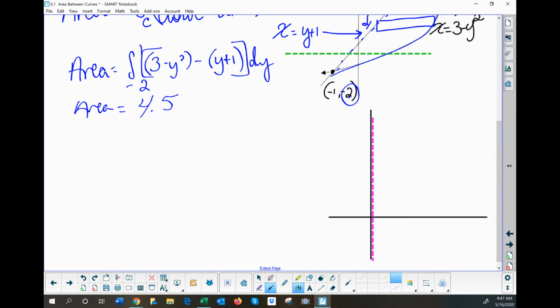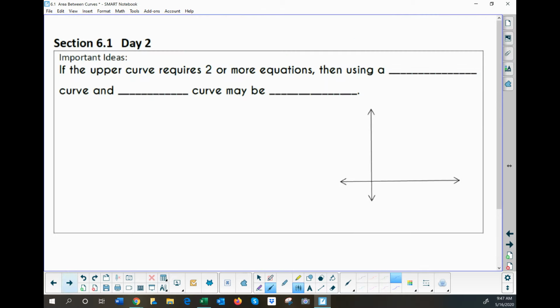Now, I think I'm not going to do the horizontal method on this one, I'll do it on the next one. So, if the upper curve requires 2 or more equations, then using a right curve and a left curve may make things easier. I think I missed a letter in there. There we go.